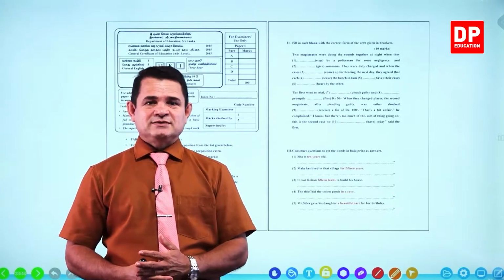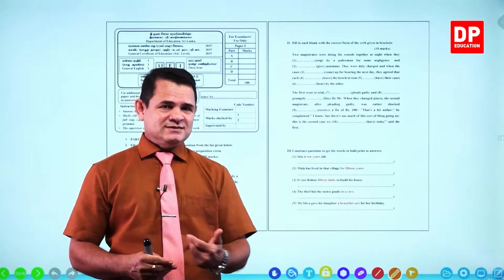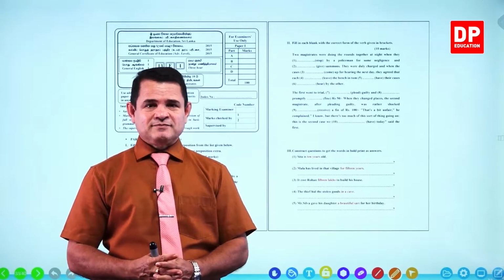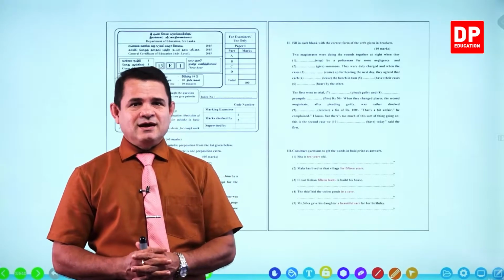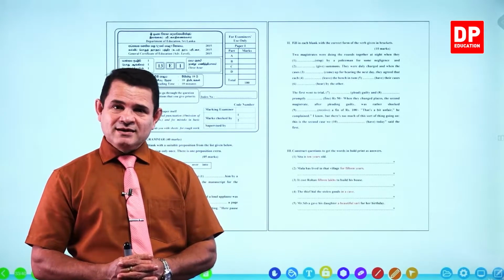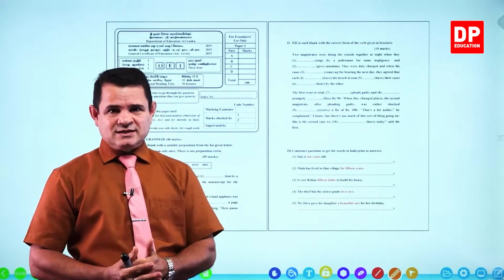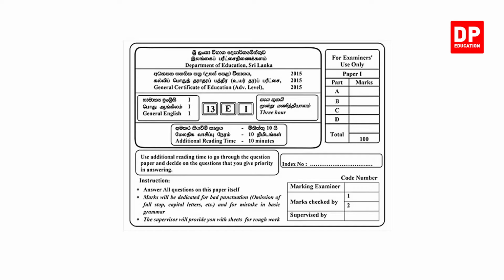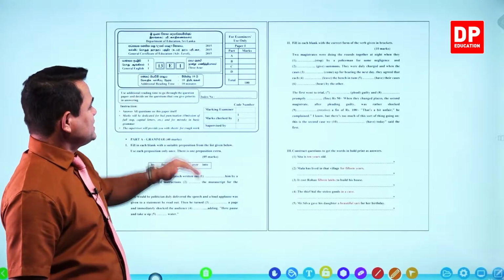So we have discussed several papers before this. So today I am going to discuss another past paper. That is the 2015 General English paper. Now just have a look at the paper.